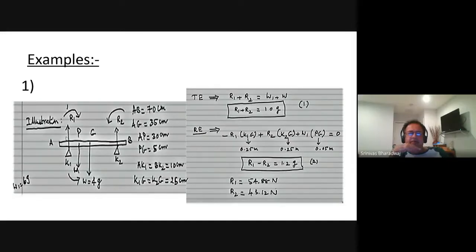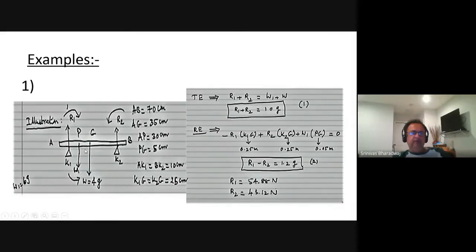R1 times K1G, negative R1 times K1G, plus R2 times K2G, plus W1 times PG. So negative R1 times K1G plus R2 times K2G plus W1 times PG, when you take moments about G.